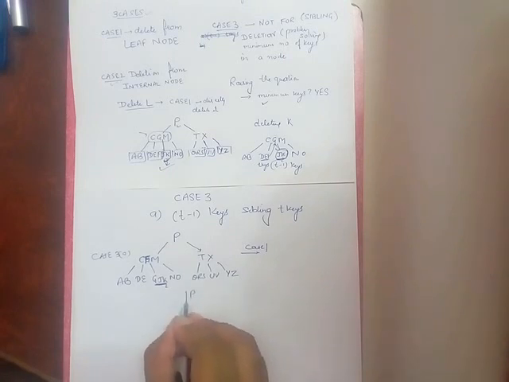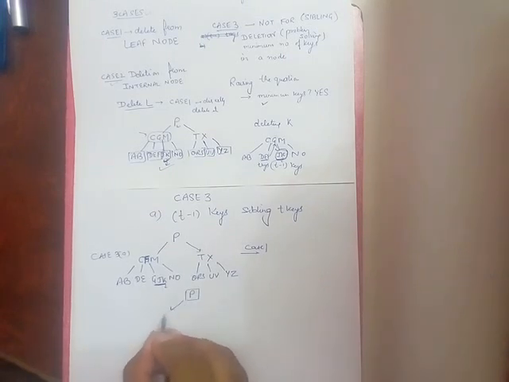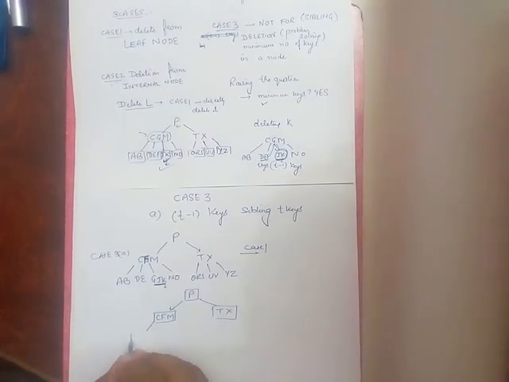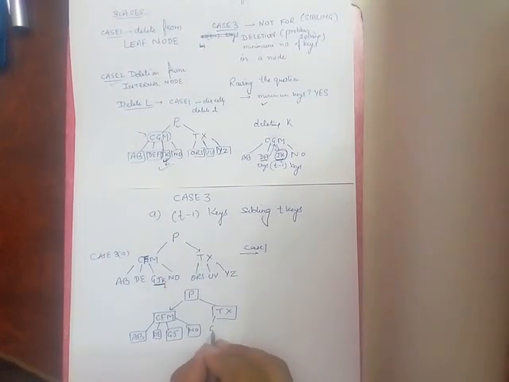We can delete K from here and the figure will become like this. P will be the root node, left child is CFM, right child will be TX. C's left child will be AB, here DE, here G and J, here NO, here QRS, UV and YZ.